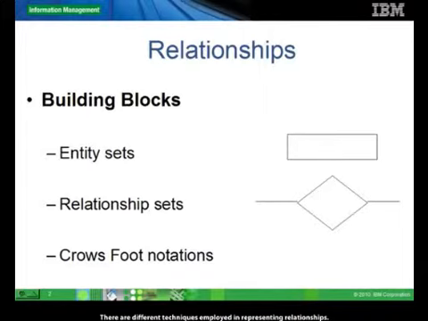There are different techniques employed in representing relationships. We shall use the Crow's Foot notations for ease of understanding. Some of these are greater than symbol, less than symbol, and a vertical line.